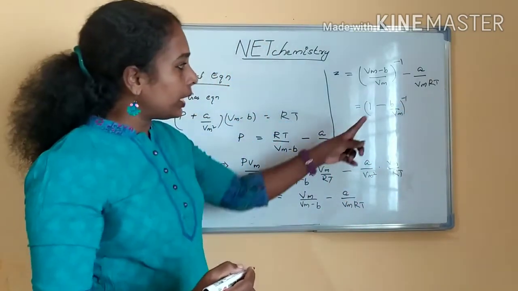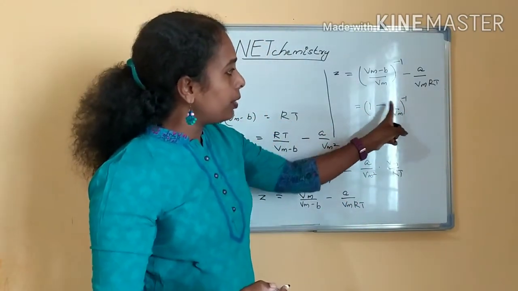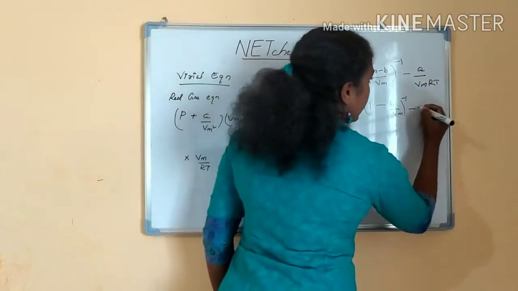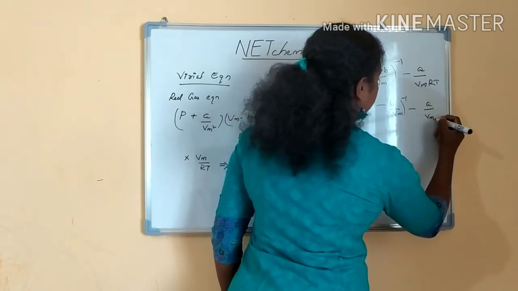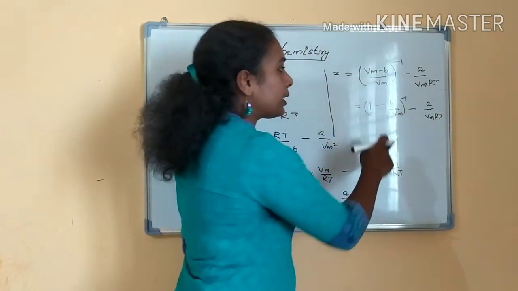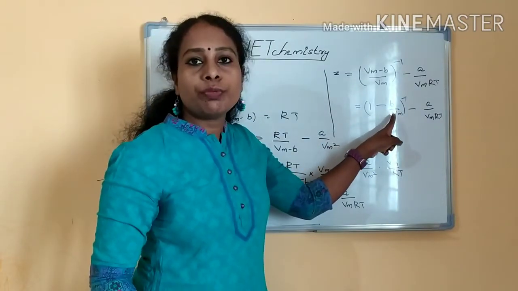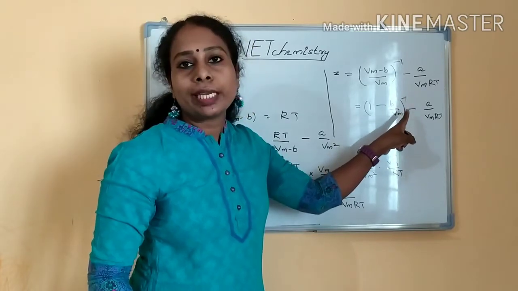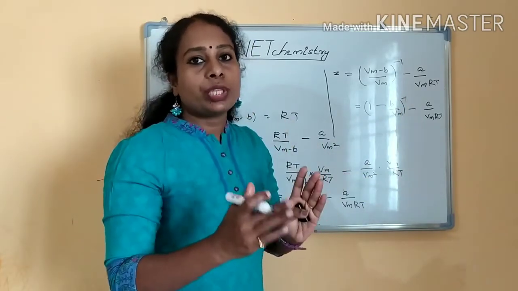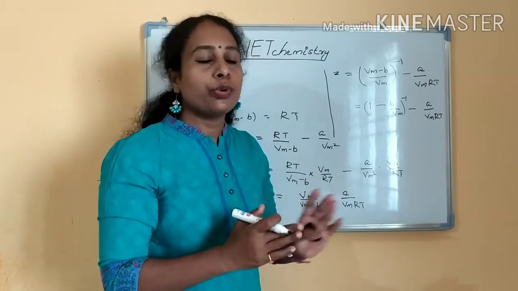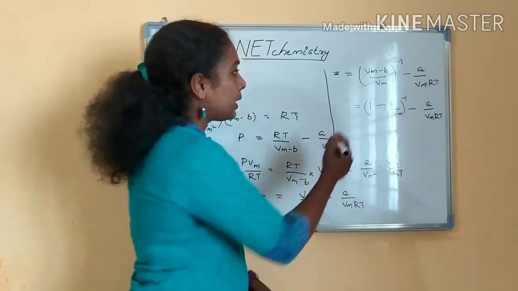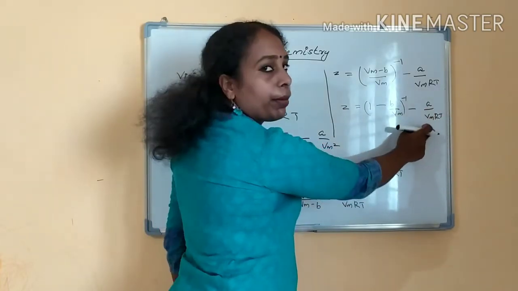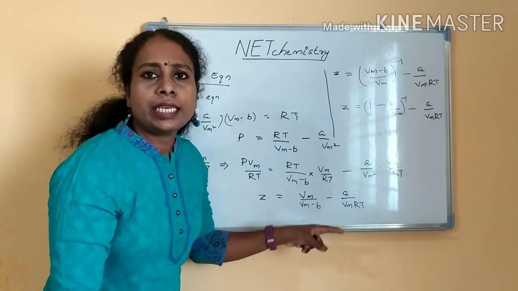Is it correct or not correct, right? Vm minus B by Vm, the same only I have written in this format, minus A by Vm RT. See, first this term, what is the solution for this term? This is a mathematical solution, 1 minus B by Vm raised to minus 1. We will see what is the solution for that. That is what virial coefficient we are going to get. Okay, so Z equal to 1 minus B by Vm raised to minus 1 minus A by Vm RT. I am just rearranging and writing. I am not doing anything.